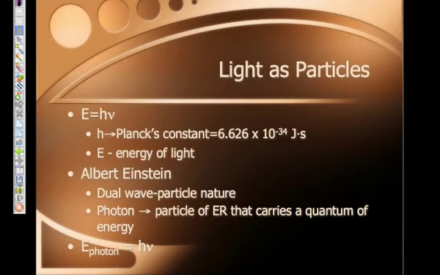So Albert Einstein was studying the same phenomenon, and he was looking at just light itself. And so he came up with this idea of the dual wave particle nature. And he called these little packets of energy photons. So a photon is a little packet of energy that's riding on this light wave. And it carries along a little bit of energy. So he just kind of tweaked that equation and made it for the energy of a photon.